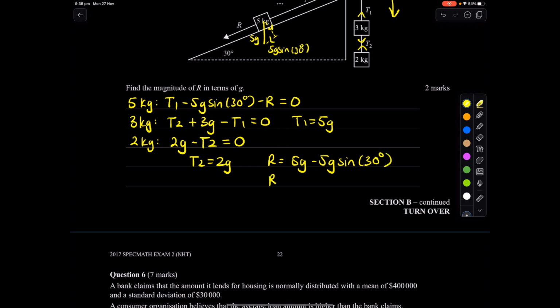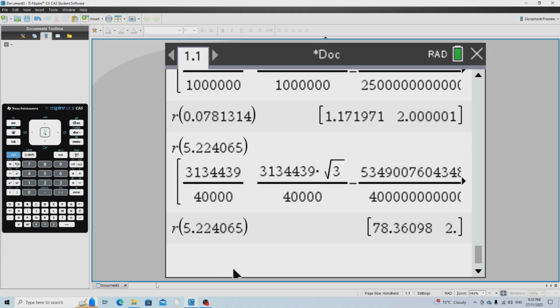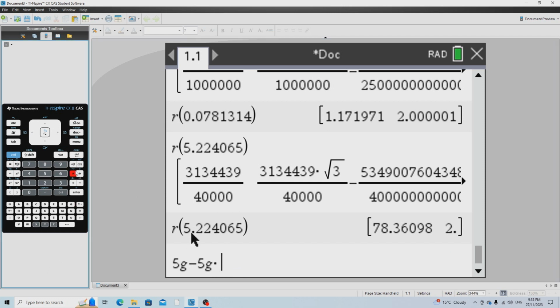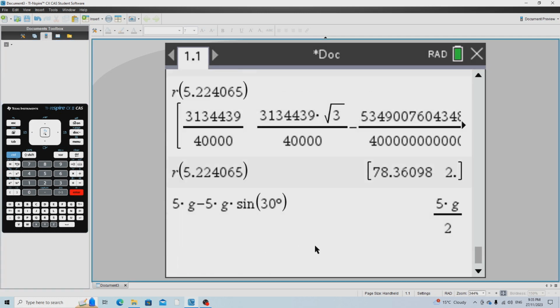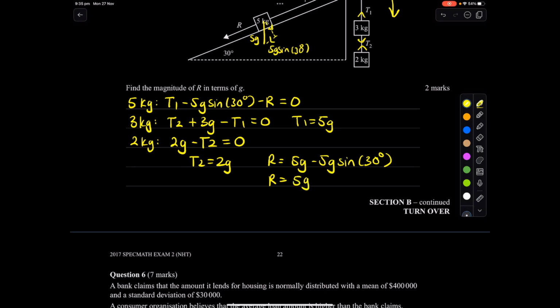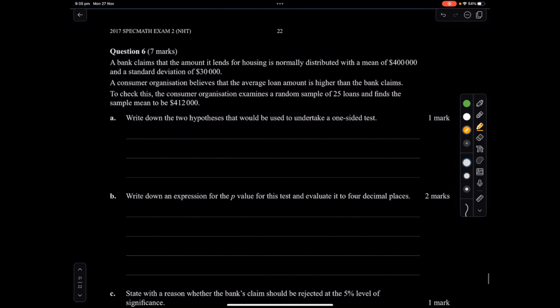So what is our value? Let's use our calculator. 5G minus 5G times sine 30 degrees, and we get 5G over 2. So 5G over 2, that's your force. Nice and easy.